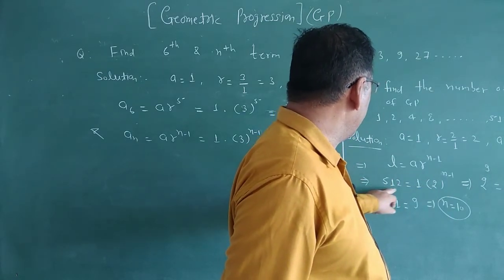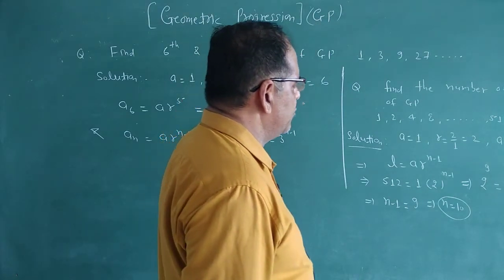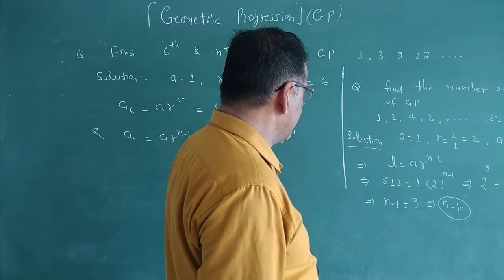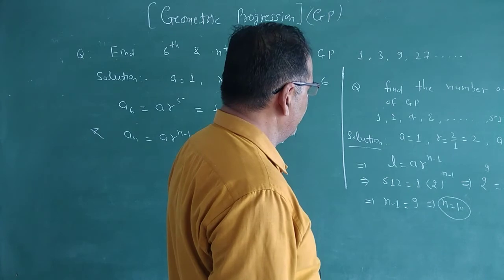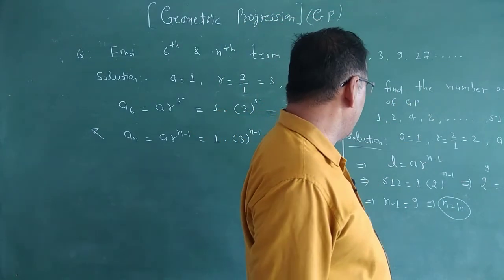512 can be written in the form of 2 to the power 9. Base are same, so power can be compared. N minus 1 equal to 9, so n equal to 10. So the number of terms in this GP are 10.